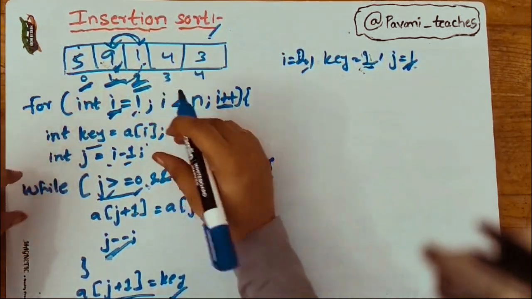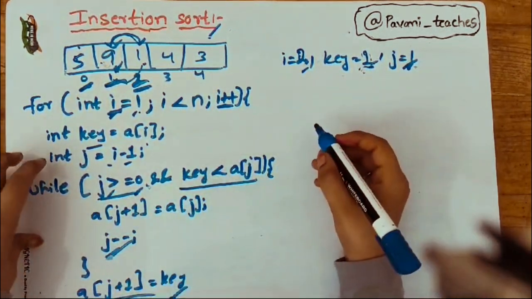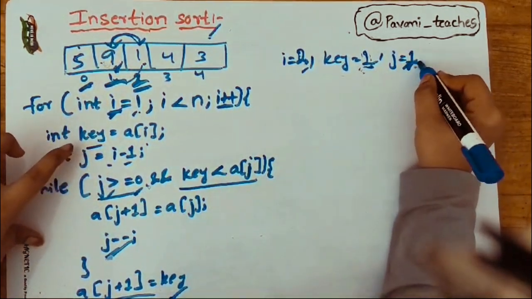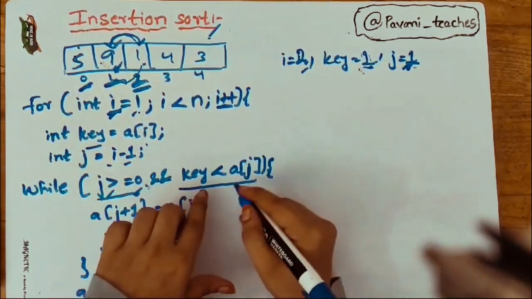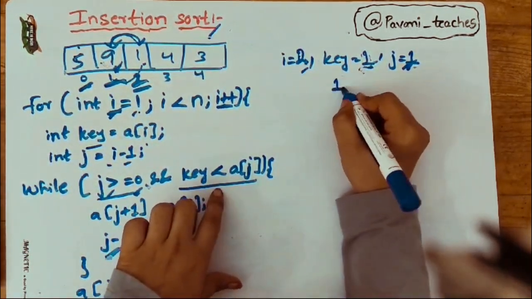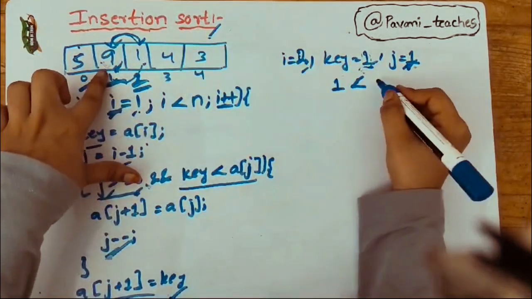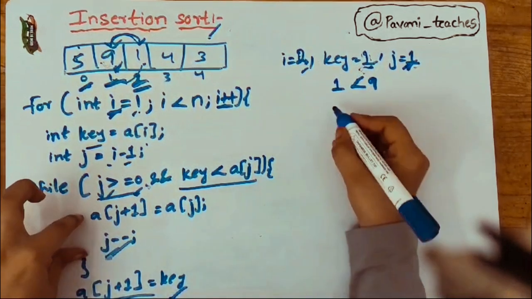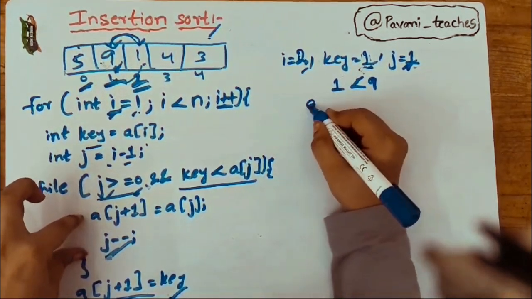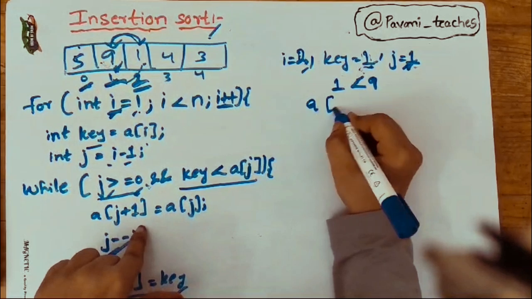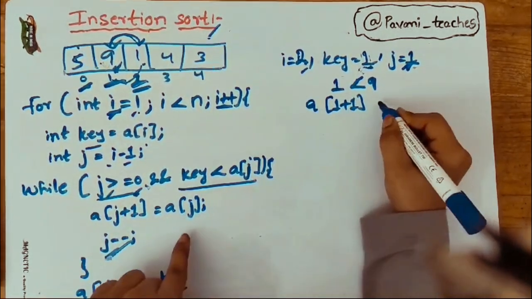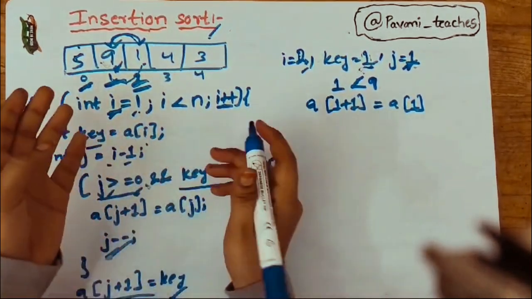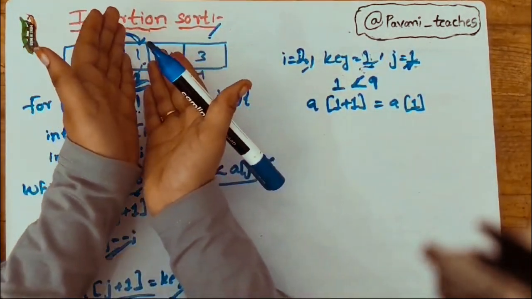Okay, after initializing these two values, we have to check the while condition, that is j is greater than or equal to 0. As j is equal to 1, this is true. Now we have to check this condition, that is key is less than a of j, which means here 9. Yes, this is also true. Then it will go inside the while loop and perform these two, that is a of j plus 1, which is 1 plus 1, is equal to a of 1. So here we are assigning this a of 1 value to a of 2.